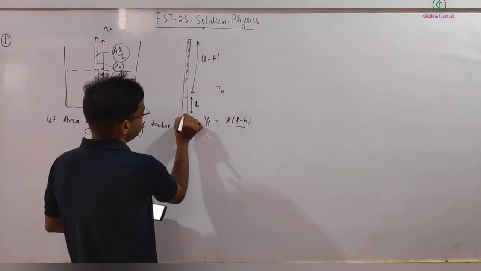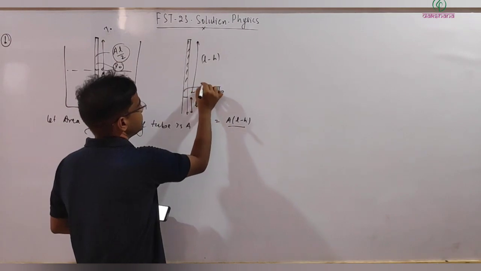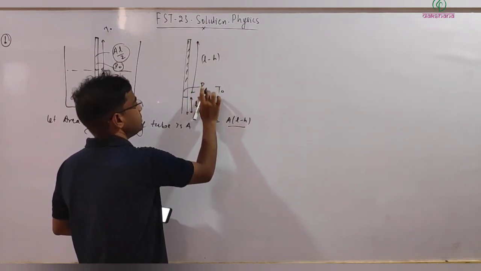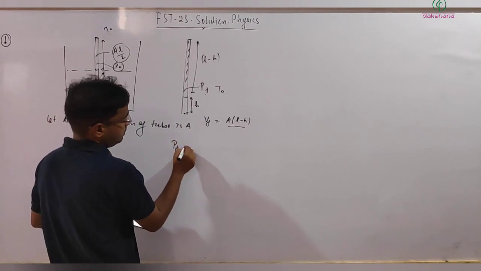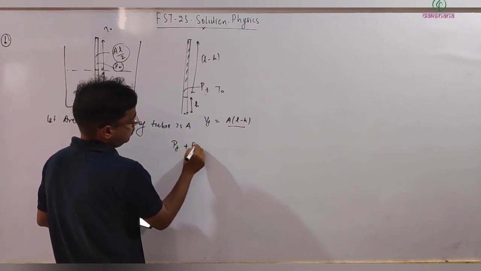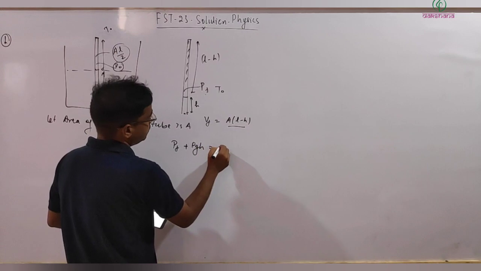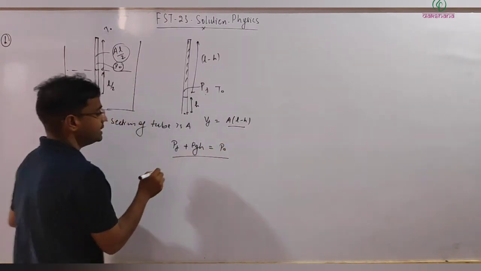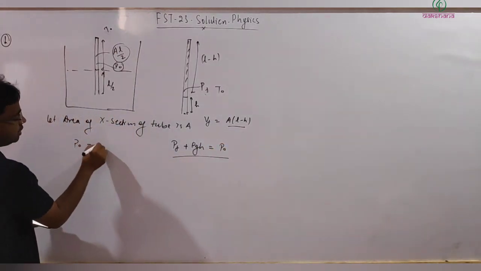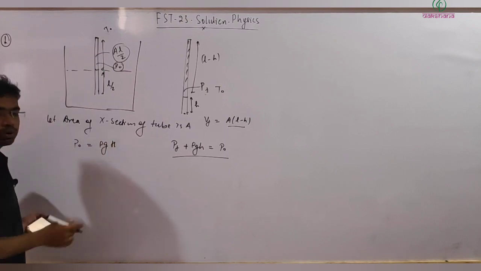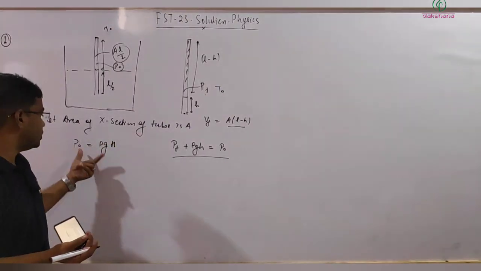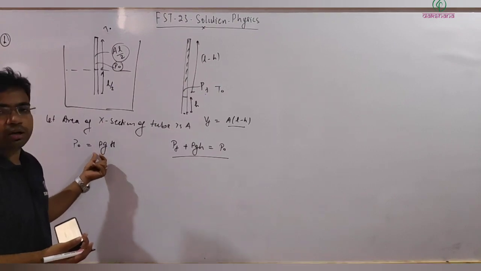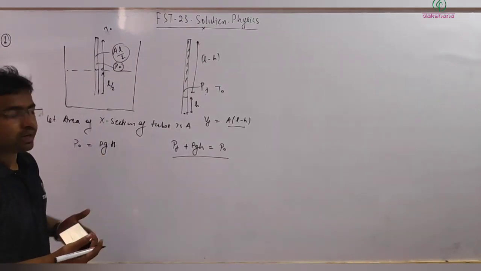Now what will be the pressure in this situation? If I take this as P final, then I can write P final plus rho g h is equal to P naught. It is also mentioned that P naught is equal to rho g capital H, the height of the mercury column, so P naught can be written as this. Rho is the density of mercury.